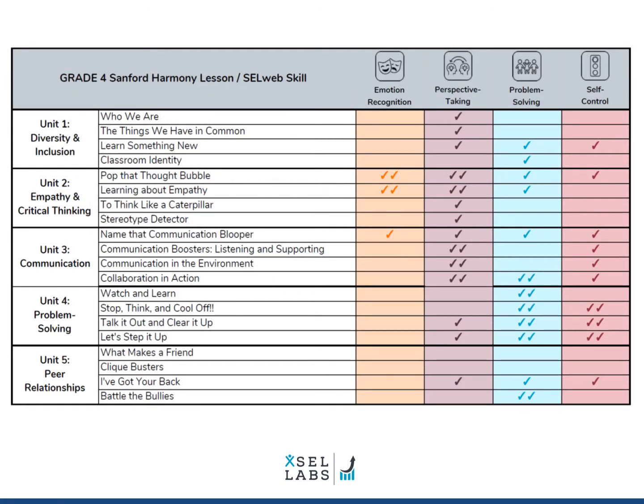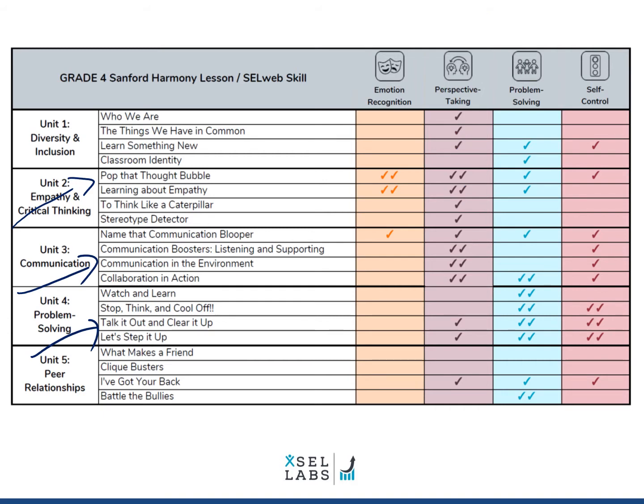Here's an example. This figure shows the scope and sequence of a commonly used social and emotional learning program. Each row shows a lesson, and each column shows one of the skill areas that xSEL is designed to assess. You've got emotion recognition, social perspective taking, social problem solving, and self-control. Wherever there's a check, that means that the lesson was designed to teach that skill.